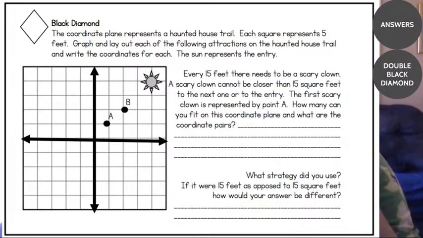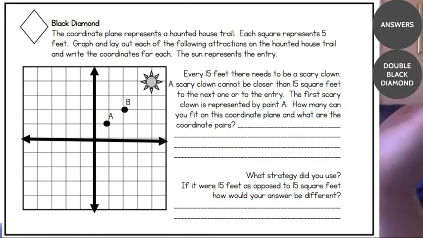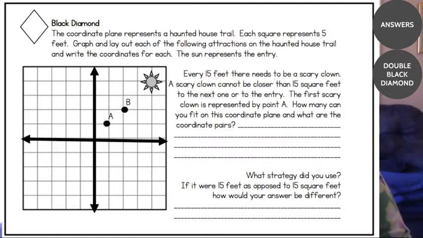So we're assuming that B is not a clown, because if you put your finger on A and you go to the right one, that's 5 feet. And if you go up one, that's 10 feet. So try to see how many you could fit in. There's more than one correct answer. There's one correct answer of how many you could maximum fit in, but there's more than one correct answer to keep them 15 feet apart. So what strategy did you use? If it were 15 feet as opposed to 15 square feet, how would your answer be different? So keep in mind, this is what I want to review.